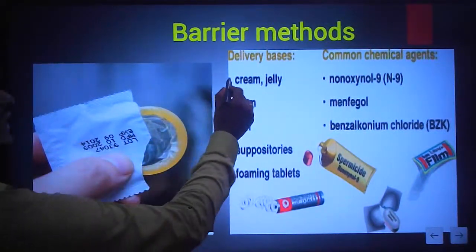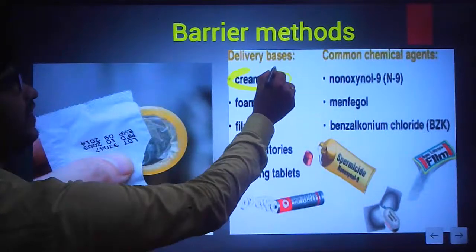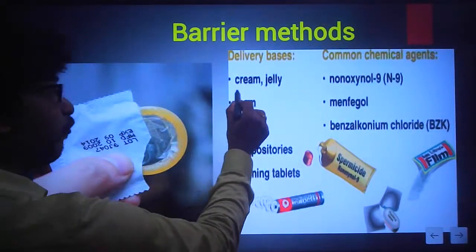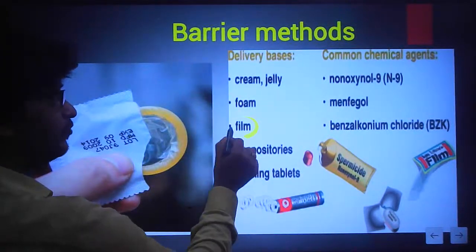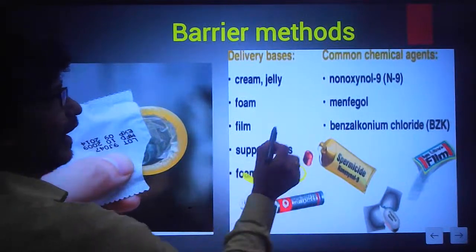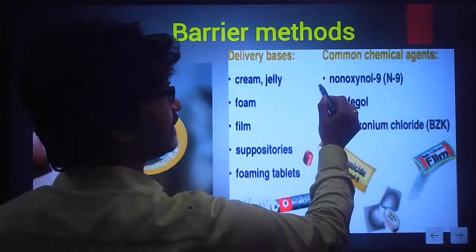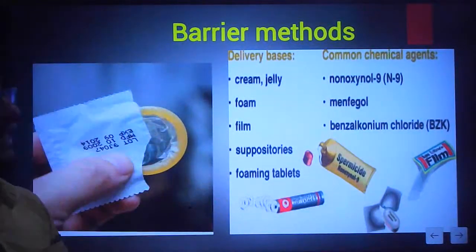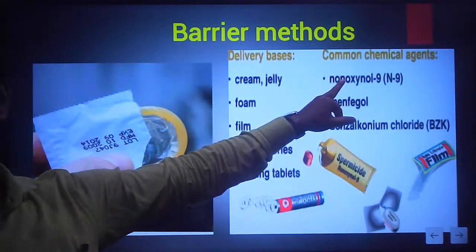What are the things that you could see? They can also use cream and jelly, I mean the spermicidal agents. Foam, a kind of film, suppositories and foaming tablets. We have a common chemical agent that we simply call N9. N9 we call nonoxynol, so this nonoxynol is simply called N9.